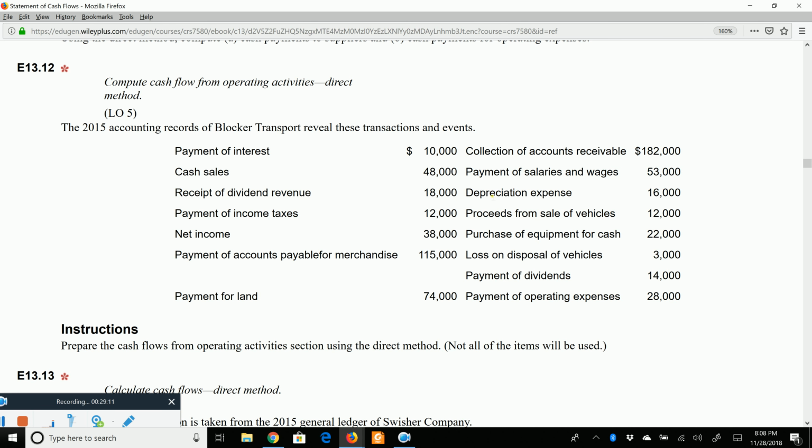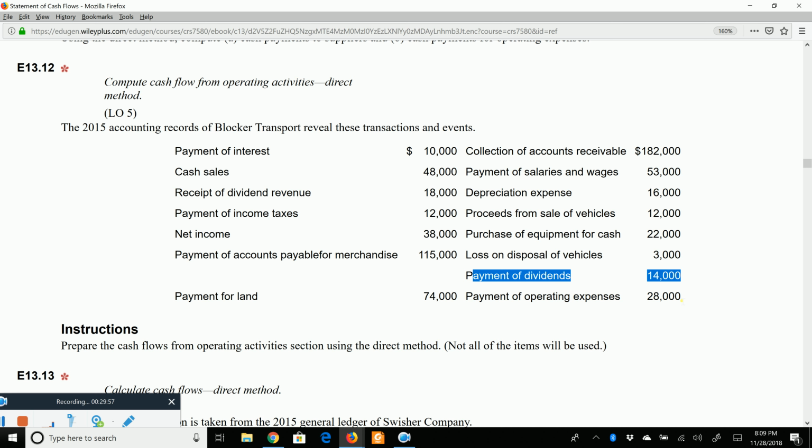Next, depreciation expense. Well, as I explained when we went through the indirect method, that is something we would add back to the net income to arrive at the net cash flow, but for the direct method, that is ignored. Proceeds from sale of vehicles. Once again, vehicles is a fixed asset, a longer term asset. Therefore, this is part of the investing activity. Purchase equipment for cash, same thing. Equipment is a fixed asset. Fixed assets belong in the investing activities. Same thing with the loss on disposal of vehicles. All right, this is something that we would account in the indirect method, but not direct method.